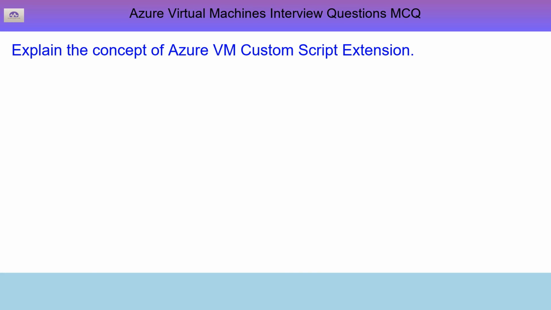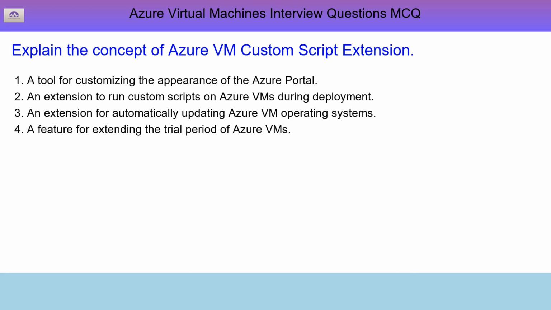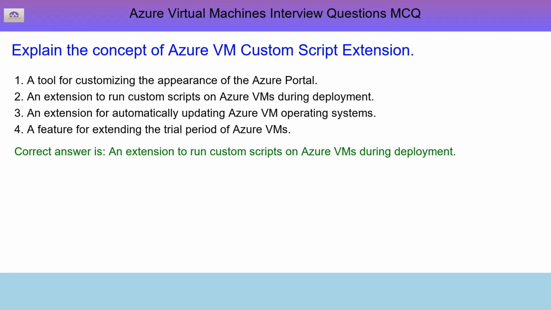Explain the concept of Azure VM Custom Script Extension. Here are your options. 1. A tool for customizing the appearance of the Azure portal. 2. An extension to run custom scripts on Azure VMs during deployment. 3. An extension for automatically updating Azure VM operating systems. 4. A feature for extending the trial period of Azure VMs. The correct answer is an extension to run custom scripts on Azure VMs during deployment.